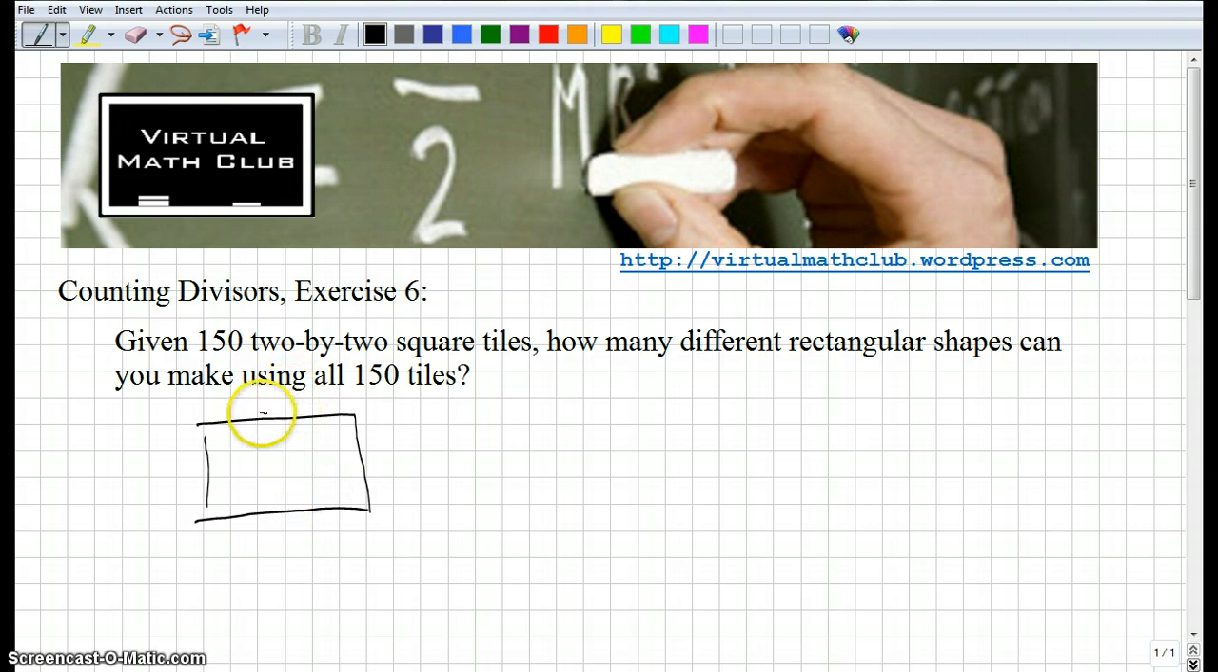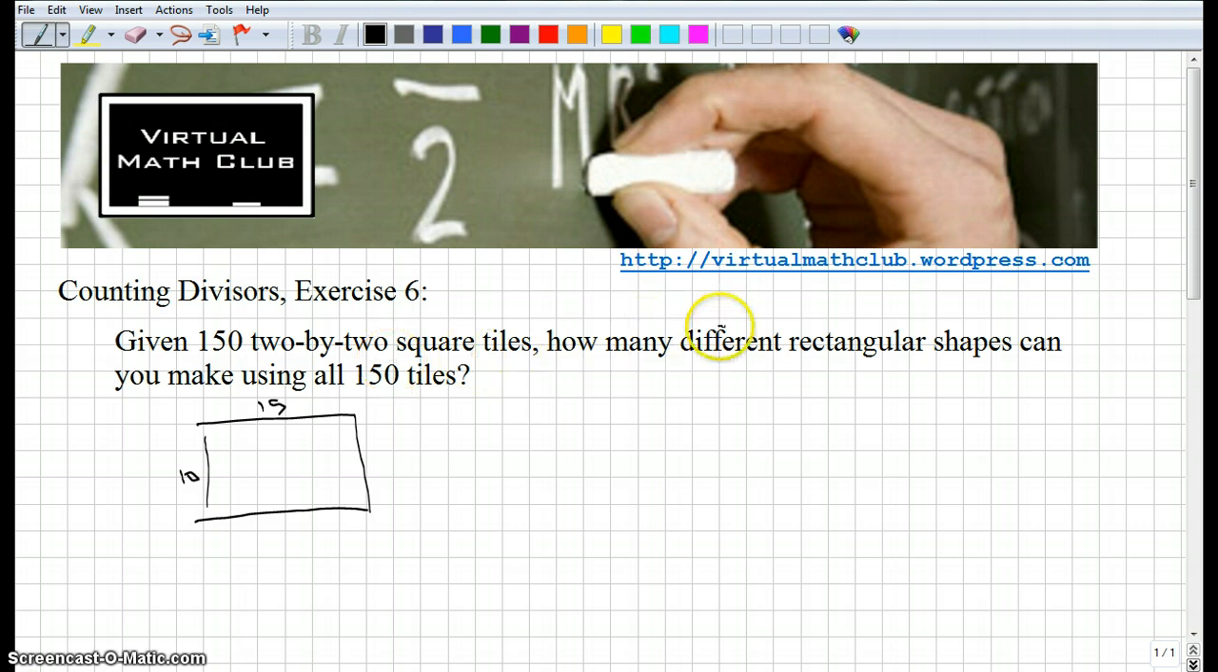So, for example, one possible rectangle could be a 15 by 10 rectangle. And that would give us, we'd use all 150 square tiles, and that would give us one rectangle. But this is really just a counting divisors problem in disguise, because we're just looking for the factor pairs of 150. And it'd be kind of nice to know how many there are.